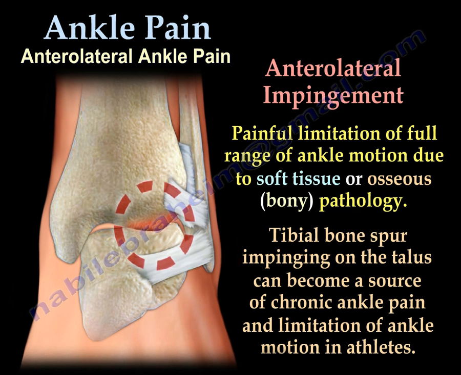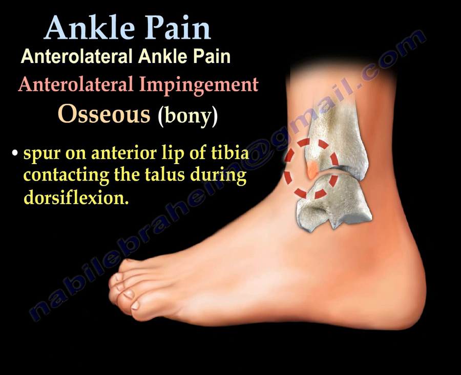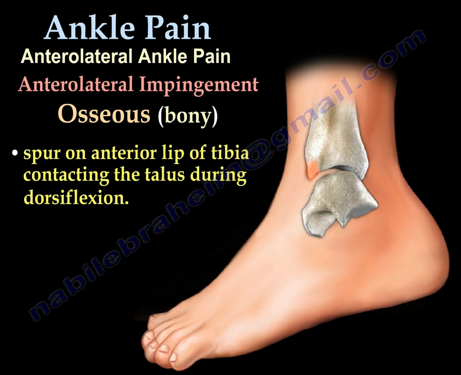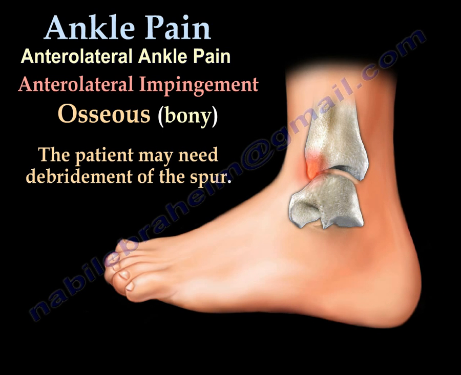A tibial bony spur can impinge on the talus and cause ankle pain and limitation of the range of motion. Here you can see the spur on the anterior lip of the tibia touching the talus during dorsiflexion and limiting the movement of the ankle. The patient may need debridement of that spur.